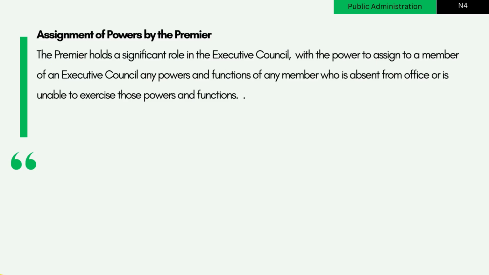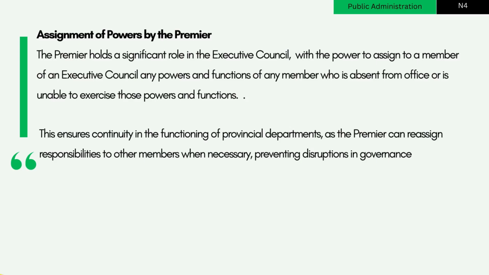3. Assignment of powers by the Premier. The Premier holds a significant role in the Executive Council, with the power to assign to a member of an Executive Council any powers and functions of any member who is absent from office or is unable to exercise those powers and functions. This ensures continuity in the functioning of provincial departments, as the Premier can reassign responsibilities to other members when necessary, preventing disruptions in governance.